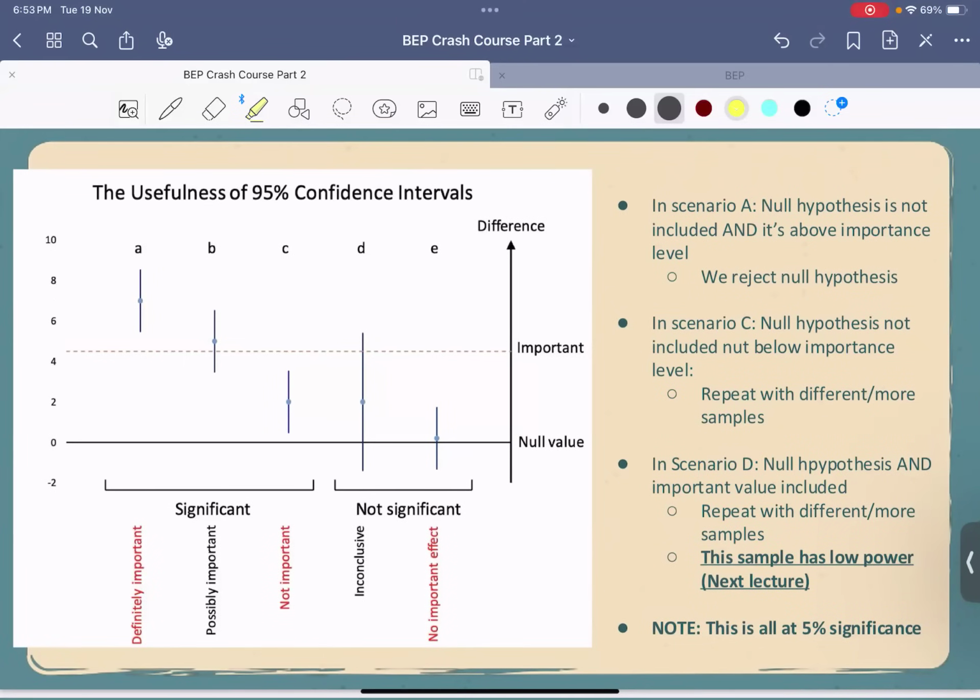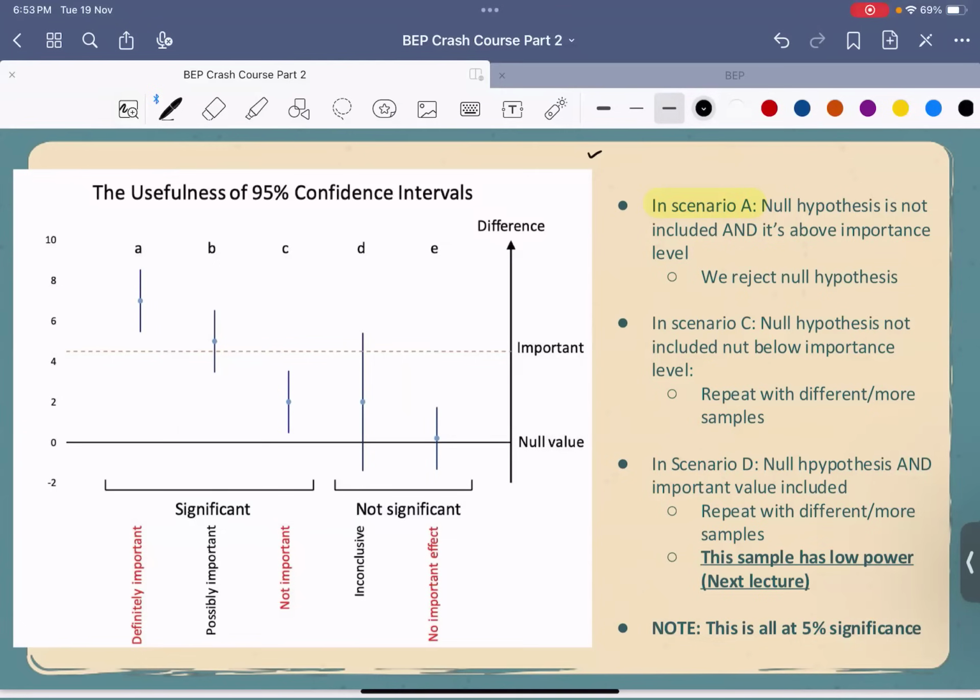So in scenario A, as we can see, this is the null value, okay, I was talking about earlier. We said if the confidence interval touches the null value, then we accept the null hypothesis and we say there is no statistically significant difference. If it doesn't touch, like over here, then we say it's statistically significant because it's not touching the null value, okay? So we have multiple cases, okay?